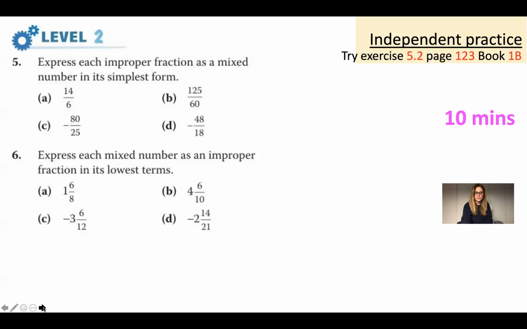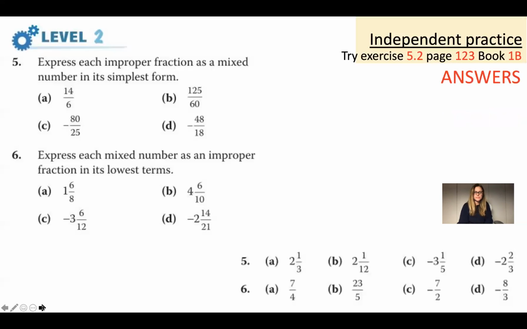Let's quickly go through the answers to these. Okay, the answers are there. Pause it, mark them with a green pen, make any corrections as necessary.